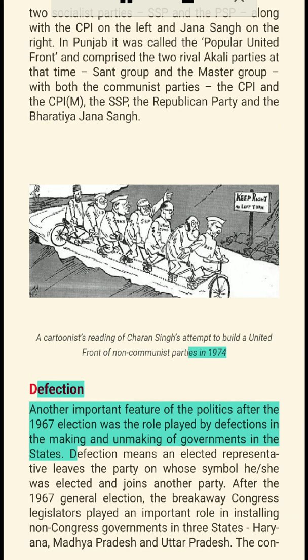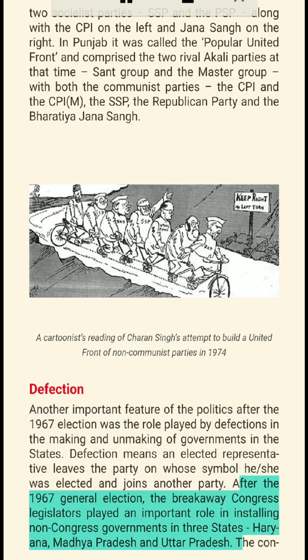Defection. Another important feature of the politics after the 1967 election was the role played by defections in the making and unmaking of governments in the states. Defection means an elected representative leaves the party on whose symbol she was elected and joins another party. After the 1967 general election, the breakaway Congress legislators played an important role in installing non-Congress governments in 3 states: Haryana, Madhya Pradesh and Uttar Pradesh. The constant realignments and shifting political loyalties in this period gave rise to the expression, Aya Ram, Gaya Ram.